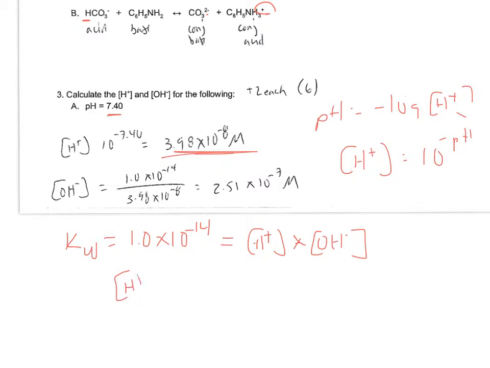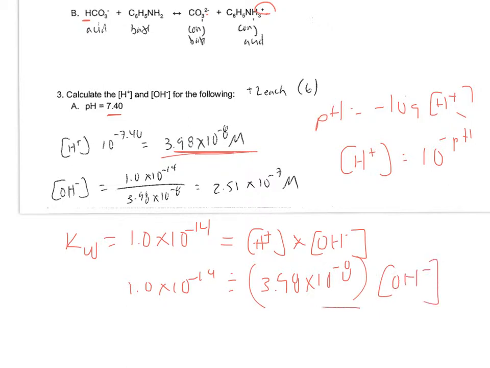So that means H plus times OH minus, the product of those, has to equal the 10 to the -14th. I don't actually need this part here, so let me get this out of here. So this is what we're interested in, is that I know the product of these two has to equal the 10 to the -14th. So what I've done is 1 times 10 to the -14th has to equal the 3.98 times 10 to the -8 times the OH concentration. So I've moved this over.